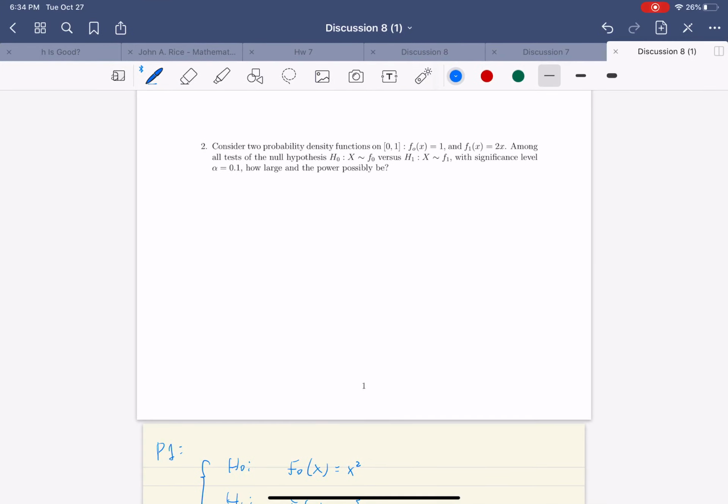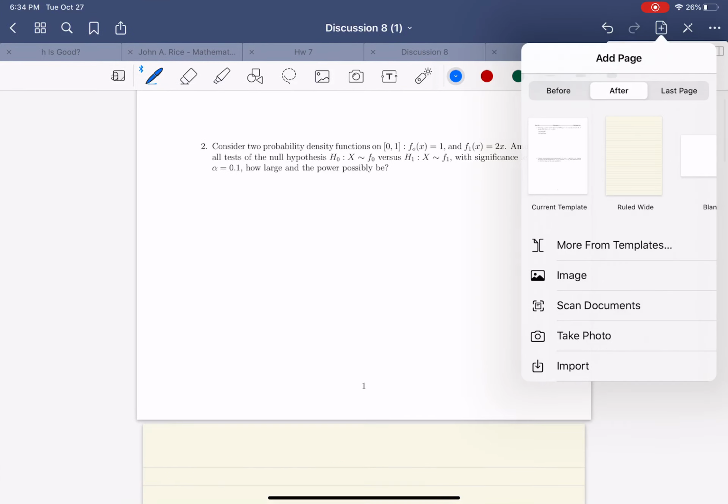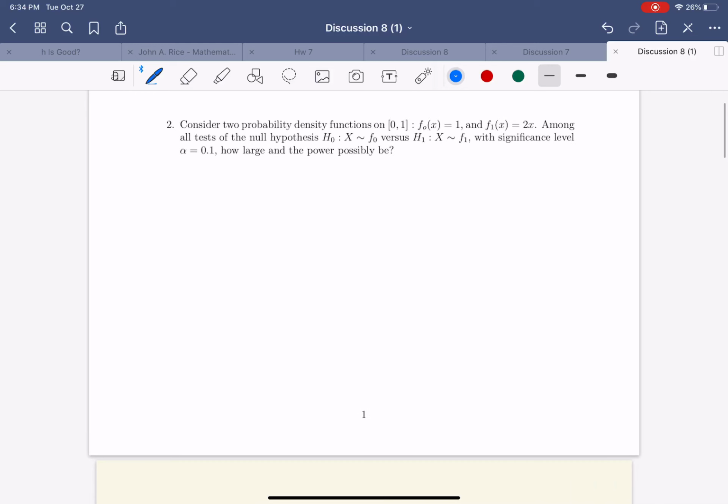Okay, and then let's go to question 2. Question 2: we have two probability densities, f0 and f1. And we want to find the power where alpha equals 0.1. It's not just the power, we want to find the largest power. So how large can the power be?